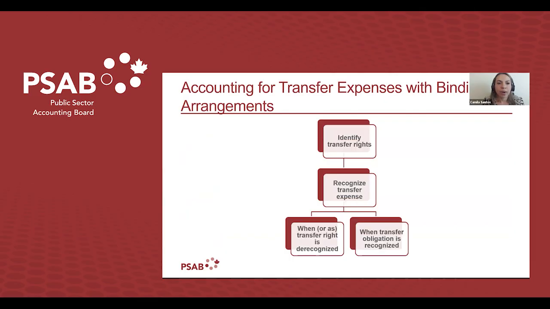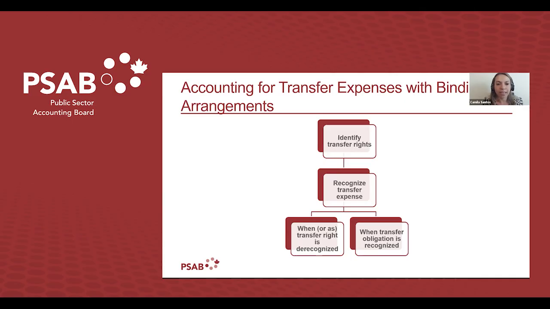IPSAS 48 requires an entity to identify its distinct transfer rights in binding arrangements. Transfer rights are a right to have the transfer recipient satisfy an obligation that is separate from the satisfaction of other obligations in the binding arrangement, or a series of rights to have the transfer recipient satisfy its obligations that have substantially the same characteristics and risks and that have the same pattern of satisfaction.